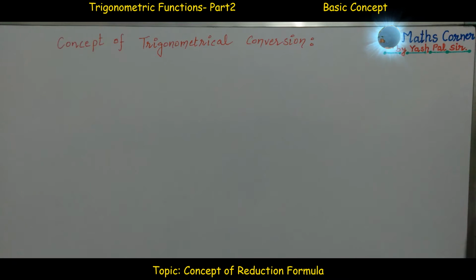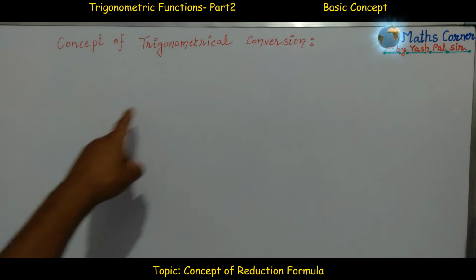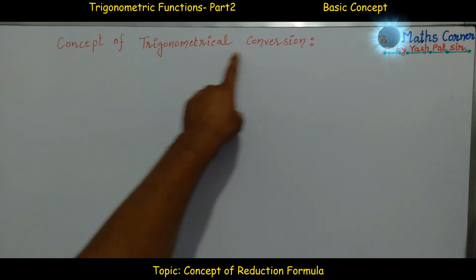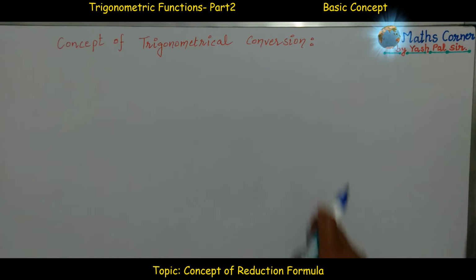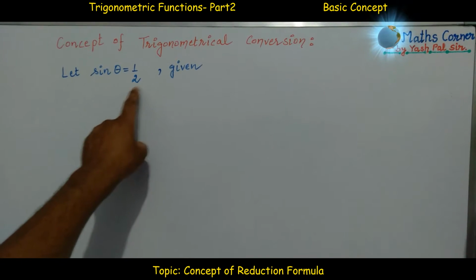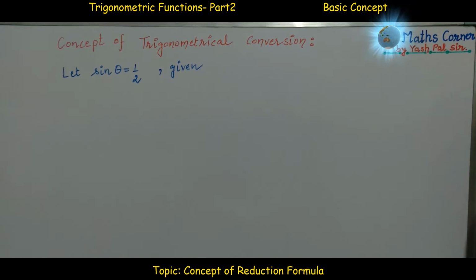Before proceeding towards the topic of the day, first of all, let us recall what we know about trigonometrical ratios, the concept of trigonometrical ratios, up to class 10th level. Suppose the value of sine theta is given. Let us suppose that this is equal to 1 by 2. Sine theta is equal to 1 by 2. This is given.